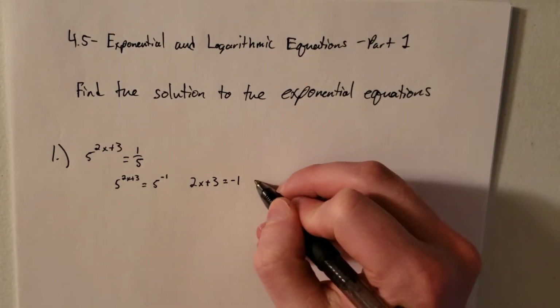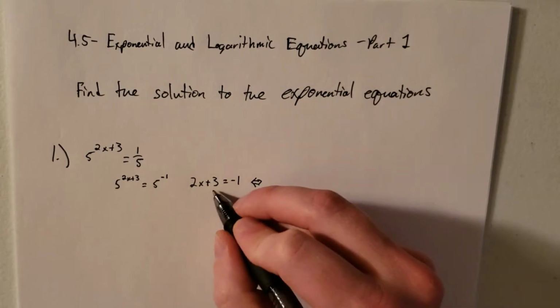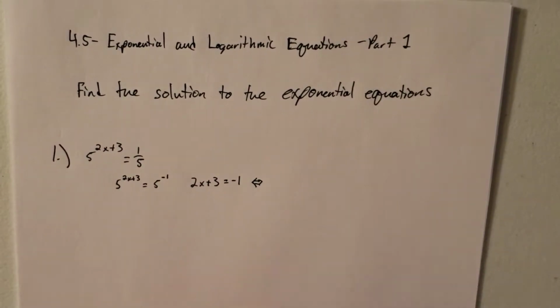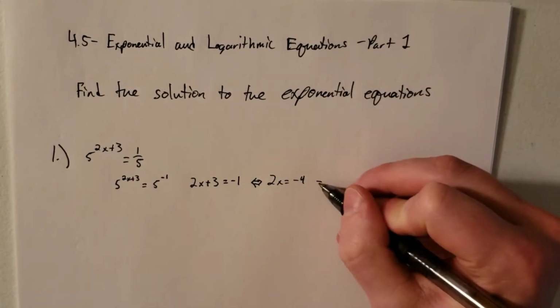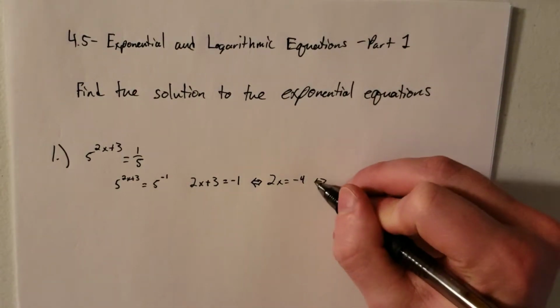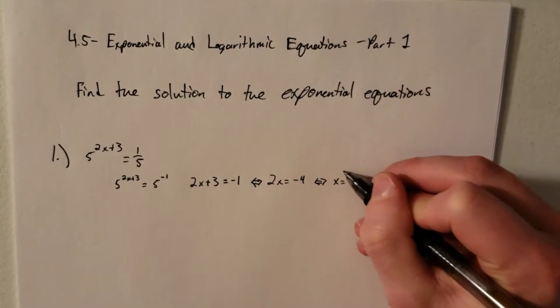If we subtract 3 on both sides, we get 2x is equal to negative 4. Divide by 2, and we get x is equal to negative 2.